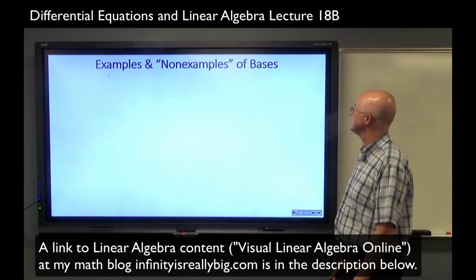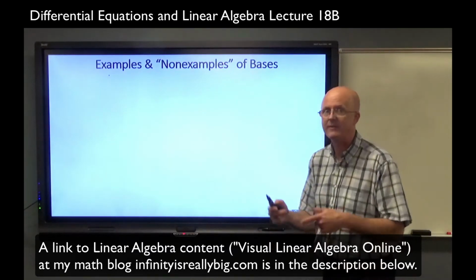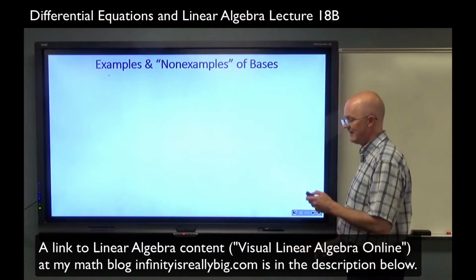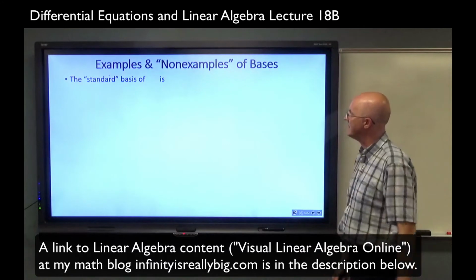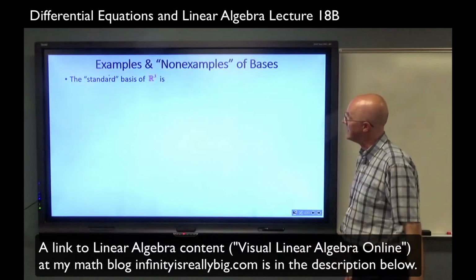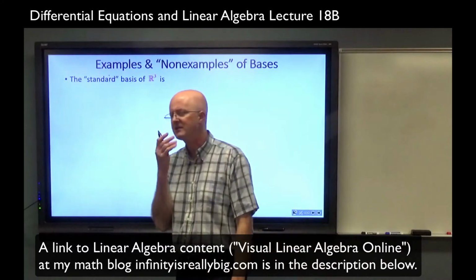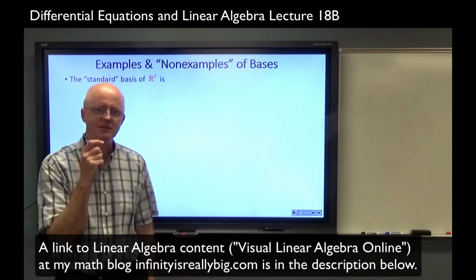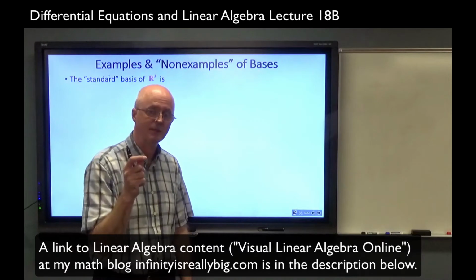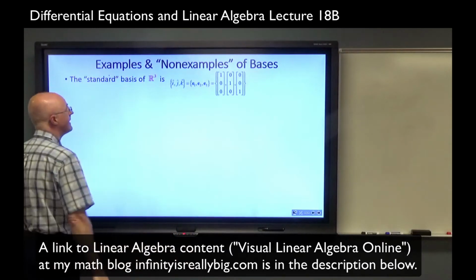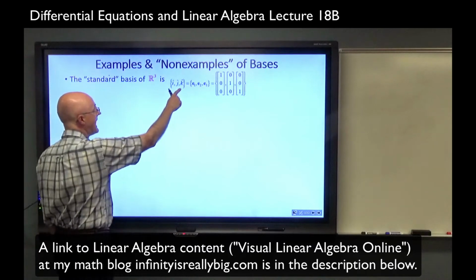Even zero by itself is not a linearly independent set. Examples and non-examples of bases. So the examples are the ones that are bases and the non-examples are the ones that are not bases. Let's go ahead and talk about the standard basis of R3 to begin with. I could have done Rn, but it's good to start with R3 here because there's some special notation that comes up in physics classes and engineering classes. This notation, i hat, j hat, k hat.